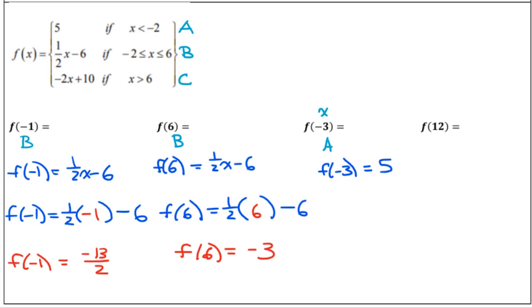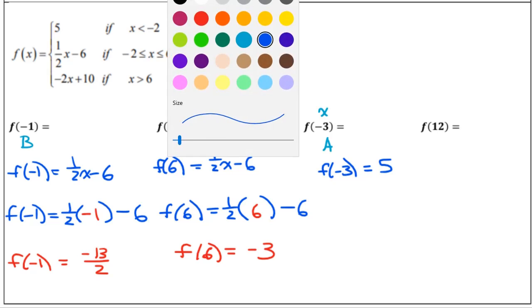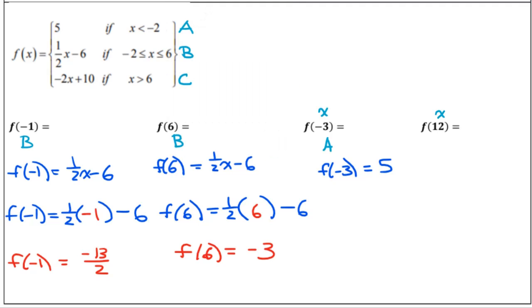Alright, and the last one over here, f of 12. Again, looking for an x value of 12. Which one is it? It's not less than -2. It's not in between -2 and 6. It is greater than 6. So I'm going to copy down the last function, which is function C. So I'm going to copy f of 12, and I'm going to copy -2x plus 10. And again, wherever I see the x, I'm going to substitute in a 12.